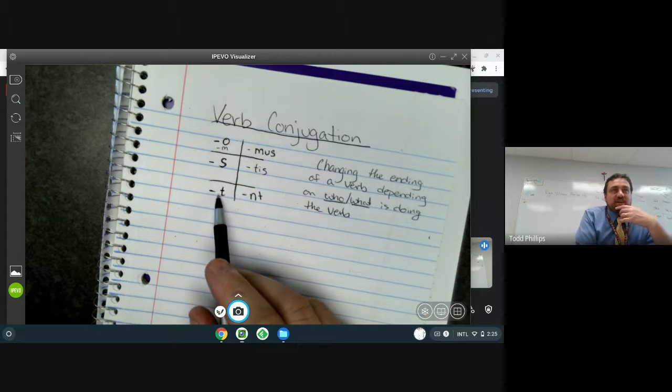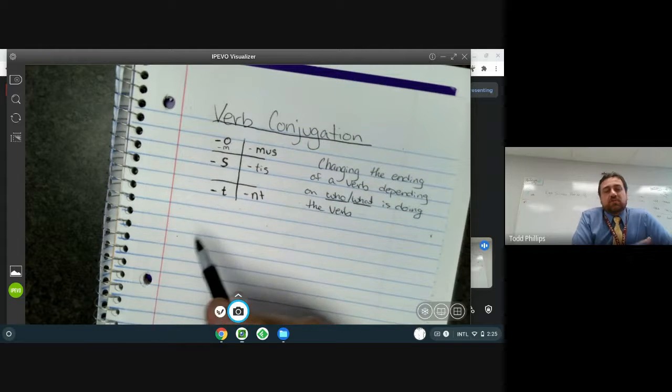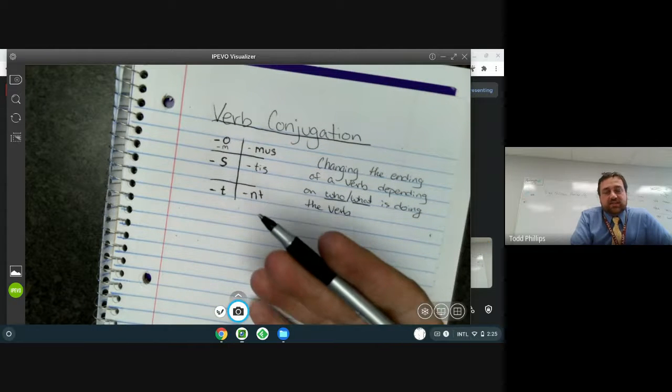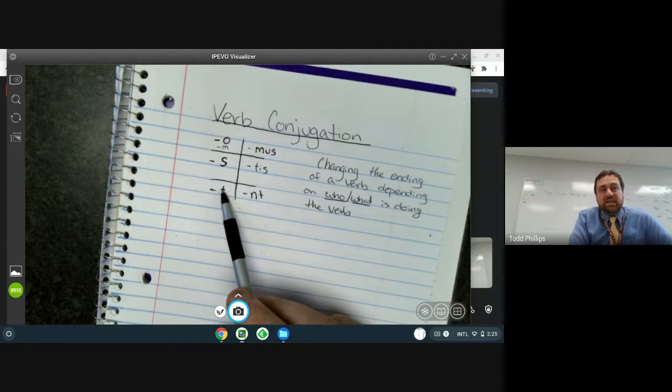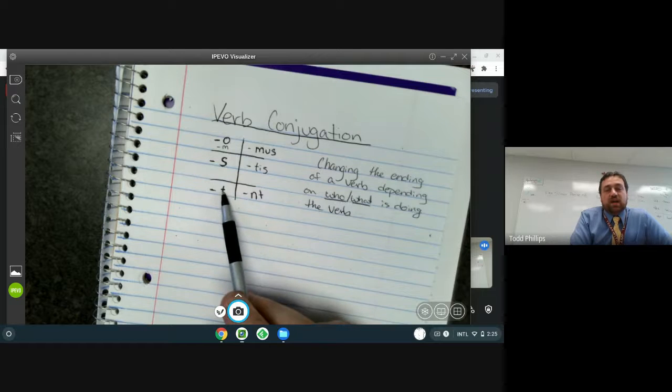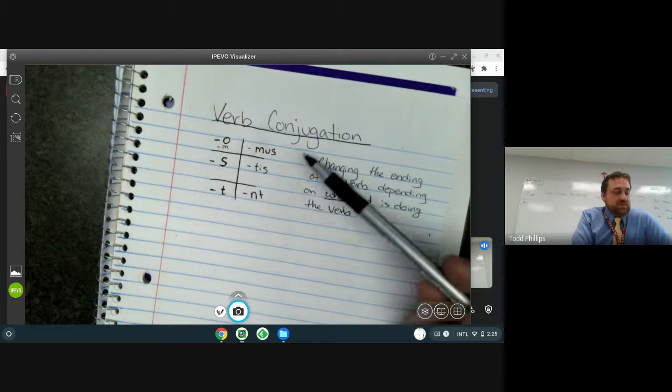Or sometimes it's not even a person who does a verb. Most of the time it's a person that does a verb, but sometimes an object can be doing a verb. The sun can be setting, or the chair can be tall, right? So objects can do verbs as well. And if it's one object doing a verb, the verb has a T on the end. I'm going to give you some examples here.